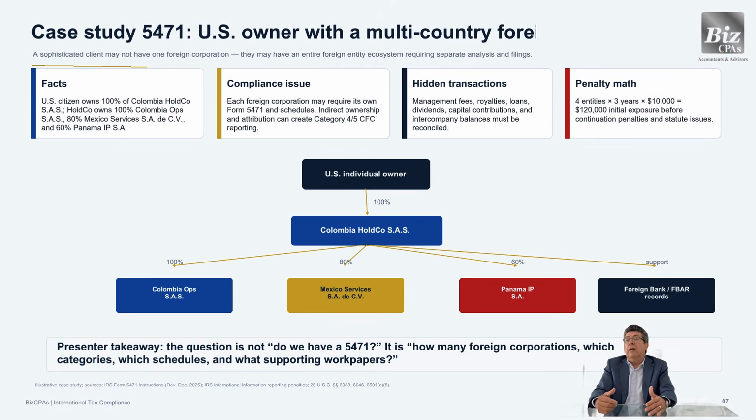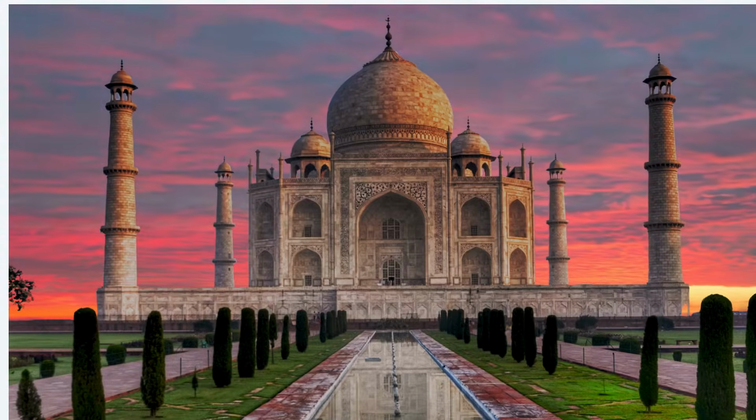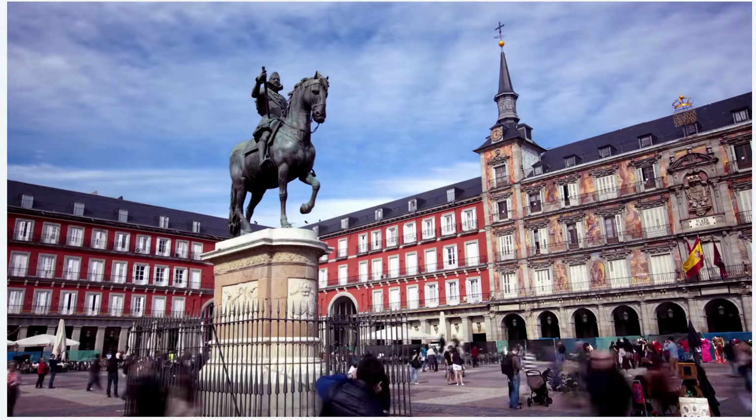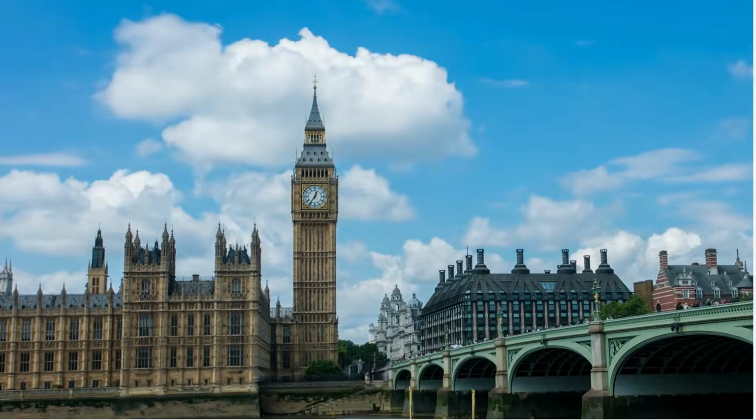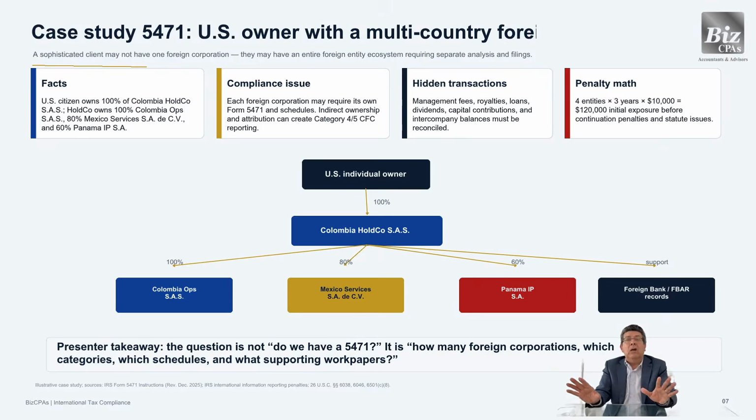And that's it. Now, let me tell you that I'm giving an example with a Colombian entity, but nowadays Colombia is famous, it's popular, but it could be an Indian company, it could be a company from Spain, it could be from England, it could be from any country outside of the United States. This applies to any individual that owns entities anywhere outside of the United States.